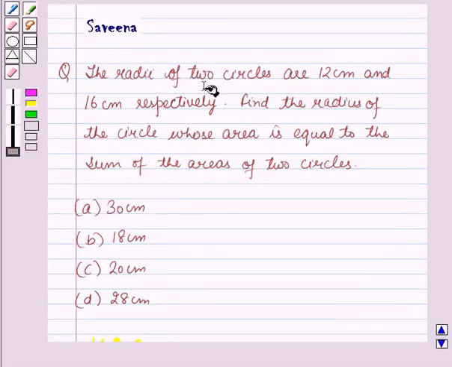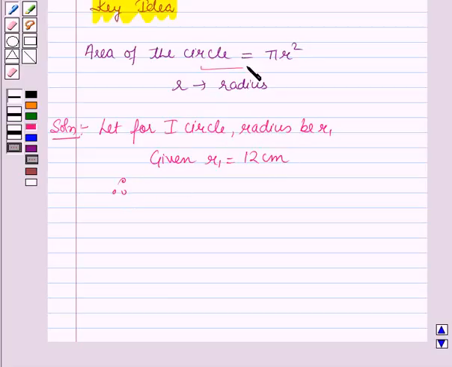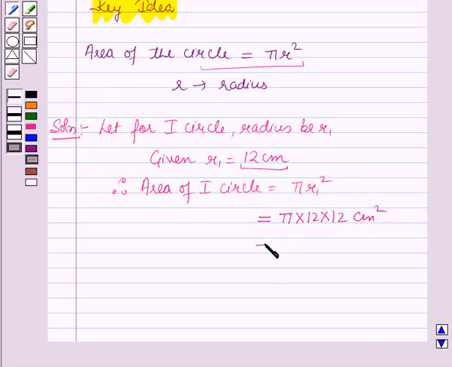Now, in the question, the radii of the two circles are 12 cm and 16 cm respectively. Now, let the first circle radius be R1 and given R1 is equal to 12 cm. Therefore, according to the result which is given in the key idea, area of the first circle will be equal to pi R1 square, which is equal to, now R1 here is 12 cm, so this will be pi into 12 into 12 cm square, which is equal to 144 pi cm square.